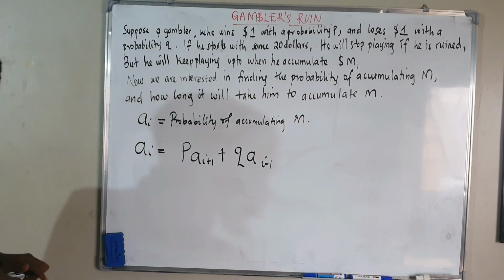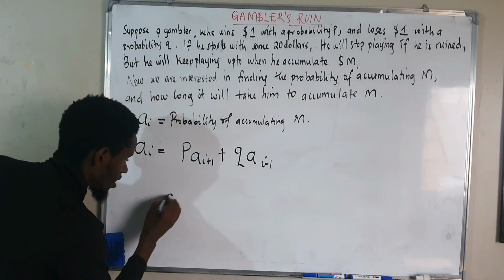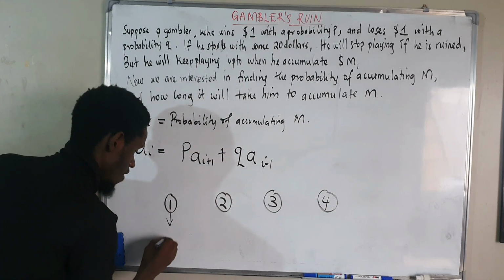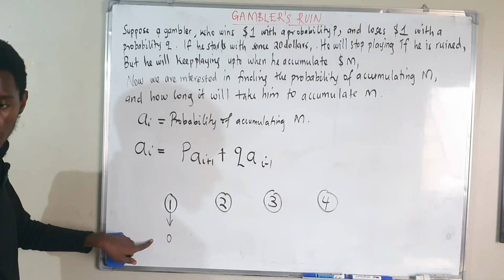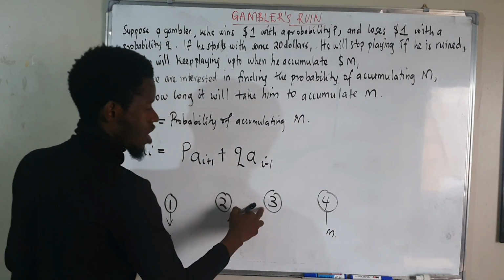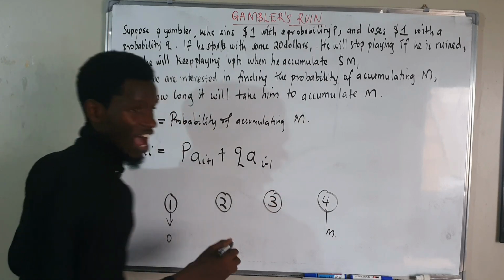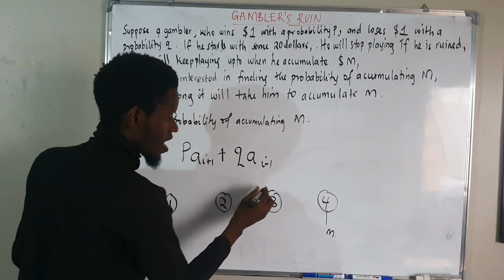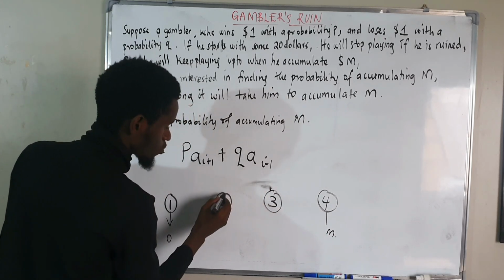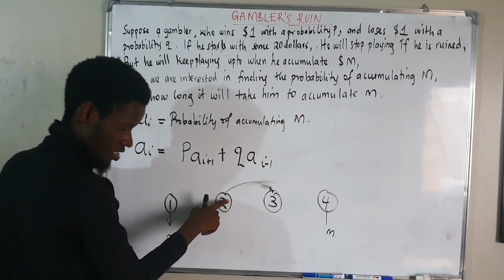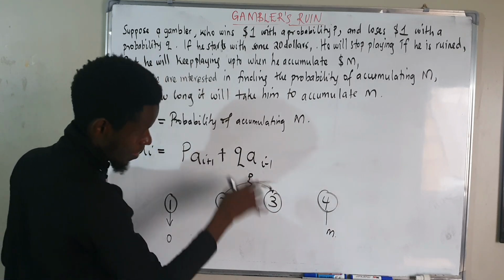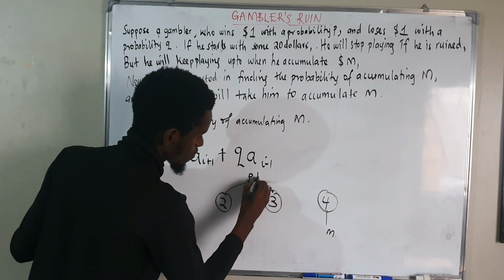If I try to explain this, it will be like this. I have state 1, state 2, state 3, then state 4. In this example, state 1 is when I'm ruined and have 0 with me. State 4 is when I have my M. Now, if I have, say, $20, I'm at state 3. Then this is also the probability of moving from 3 to 4. If I begin from 2 to 4, that will be the probability of moving from state 2 to state 3 with probability P because I'm winning, and then times the hitting probability from 3 to 4.